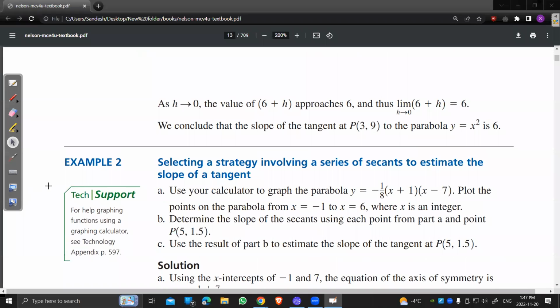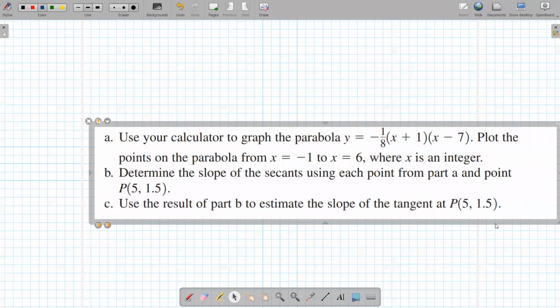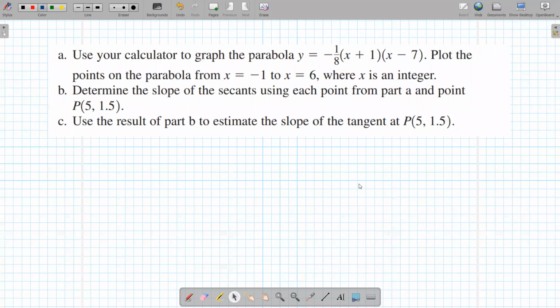Let's do the next question. Use your calculator to graph the parabola. No one has a graphing calculator. What is this question? When I was in high school, we needed a graphing calculator because the math course was built around the calculator. It's kind of interesting.